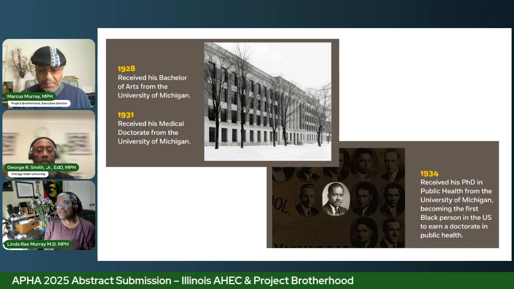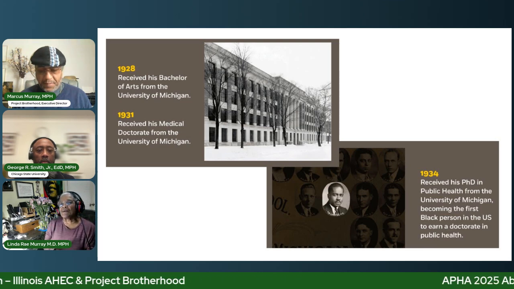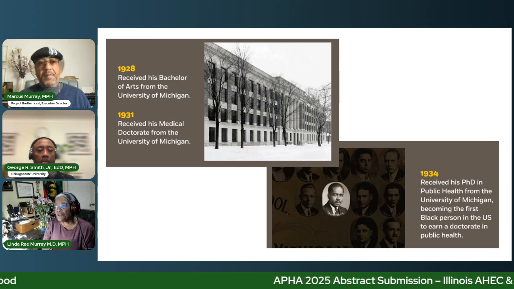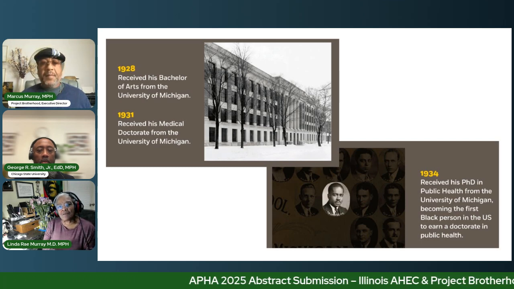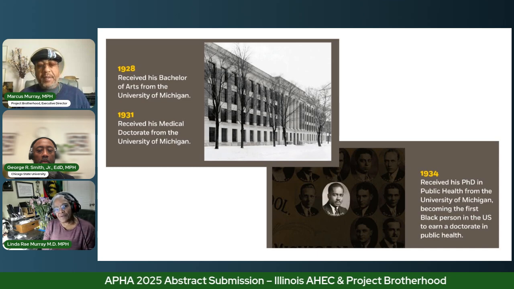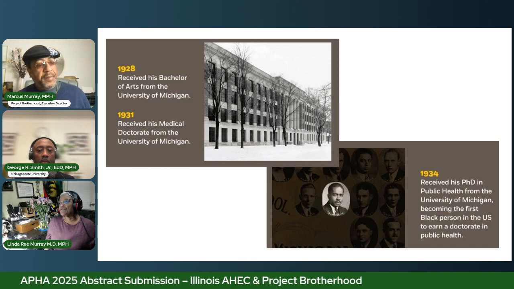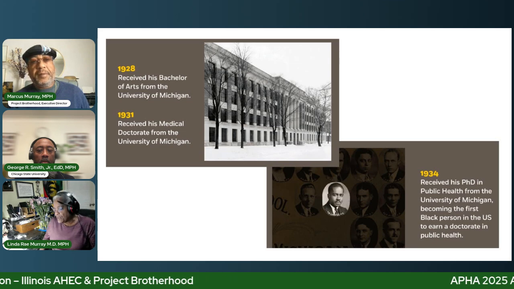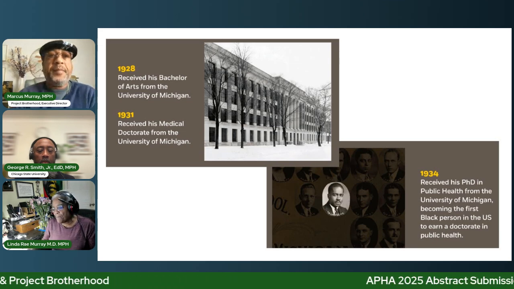So he was in Michigan. He received his bachelor's and his MD, medical doctor, from the University of Michigan. You can see in those years. And in 1934, Dr. Paul Cornely becomes the first Black person in the United States of America to receive a doctorate in public health. So he's an important person in our history for many reasons.